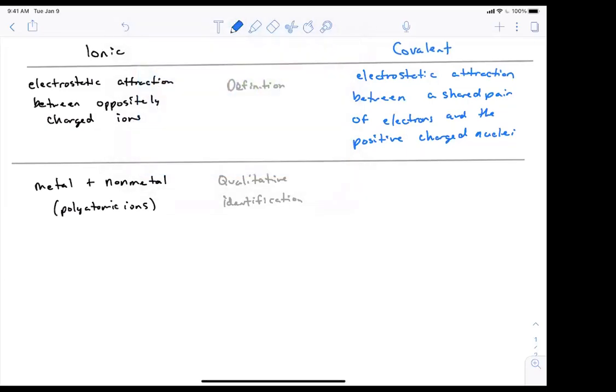Whereas covalent is between two non-metals. So that's the easiest way to look at these formulas. Feel free to ask questions on here too if there's anything that you need clarified or if you need me to slow down and things like that.